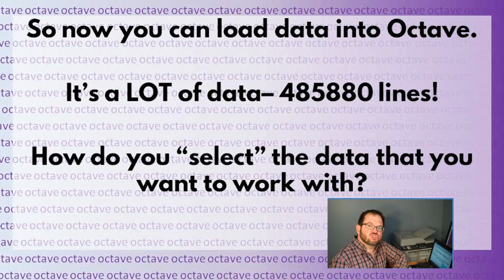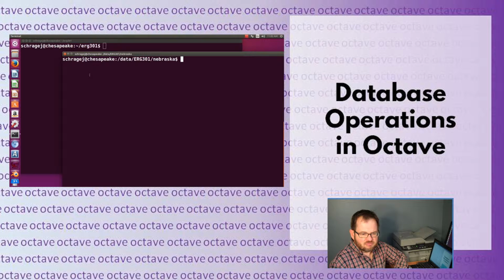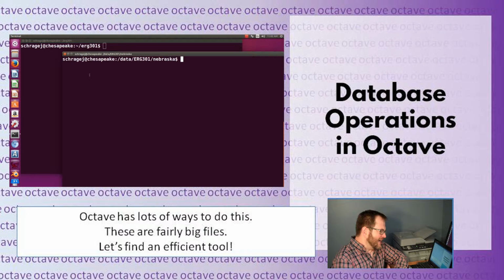Well, we're going to do some kind of database operations then. We're asking, how do we do operations on here that extract the data that we want? And as it happens, that's one of the things Octave does well: it works with big data sets and manipulates them. In fact, there are several different techniques depending on the kinds of data and how they're structured. So we want to find a fairly efficient way to work with these fairly large files in Octave.